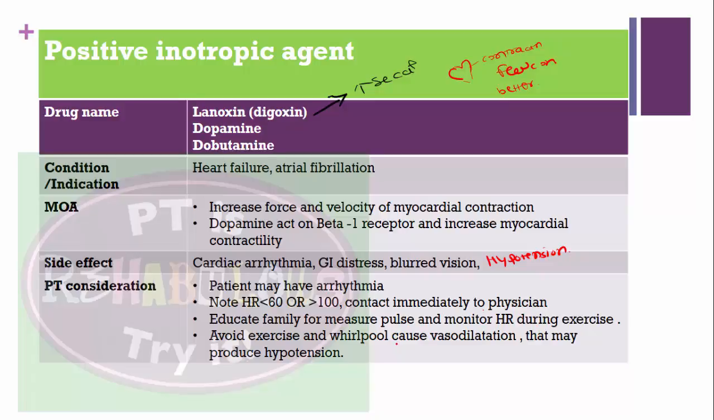Educate their family members to monitor their pulse and heart rate during exercise also. Avoid exercise like a whirlpool, which causes vasodilatation. The patient already has hypotension, and if there is more vasodilatation, the patient may feel more hypotensive. That is why we need to take care of this kind of patient if they are going for a whirlpool bath.